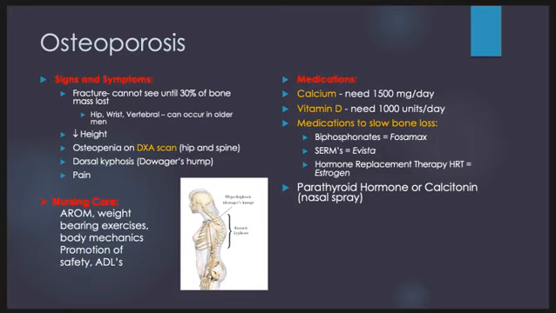Drug therapy is used to slow bone reabsorption and form new bone tissues. So bisphosphonates are the most common drugs used for osteoporosis treatment. There's also alendronic acid or Fosamax, which are common bisphosphonate medications prescribed for osteoporosis prevention and treatment.